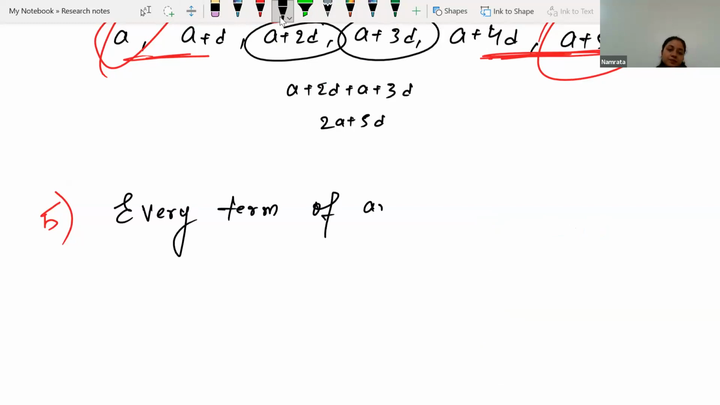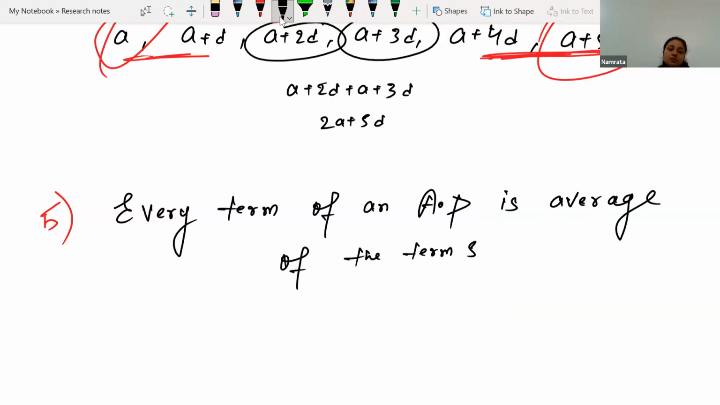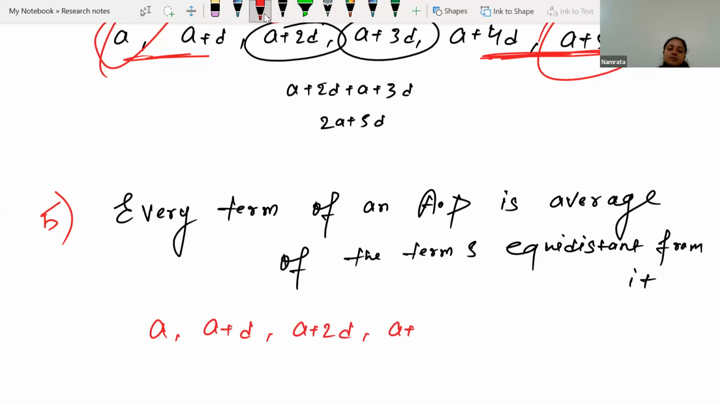So the next property says every term of an AP is the average of the terms equidistant from it. Again, let's take the same general form: a, a plus d, a plus 2d, a plus 3d, a plus 4d, and a plus 5d. What exactly does the statement say? Every term of an AP is the average of the terms equidistant from it.